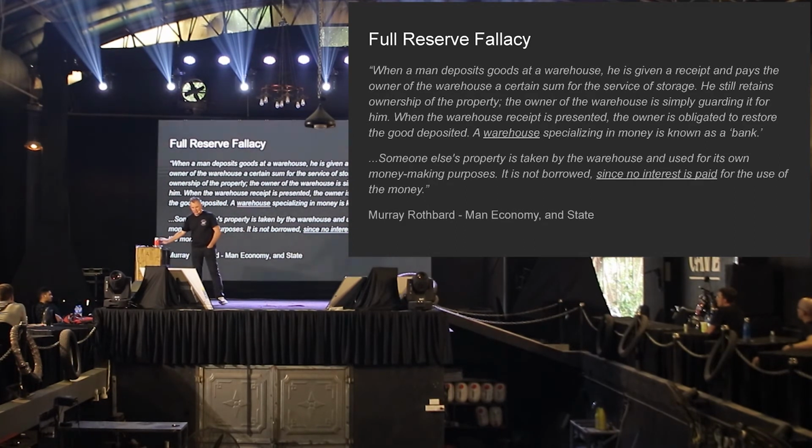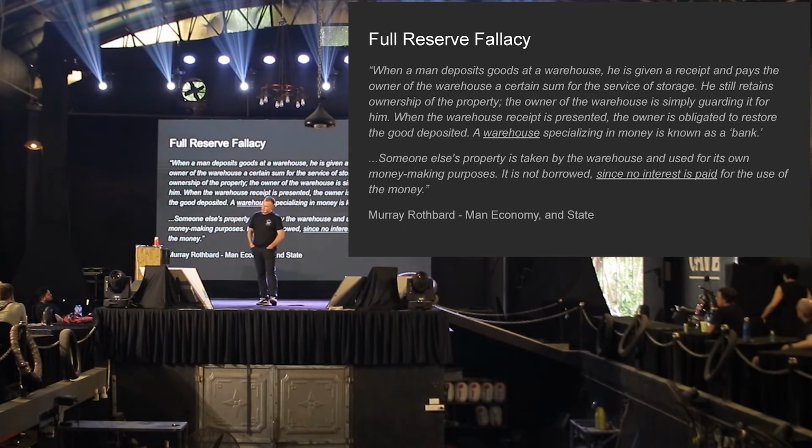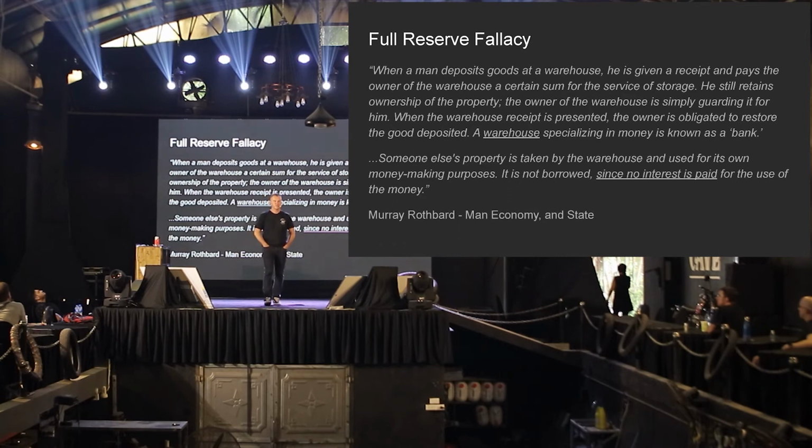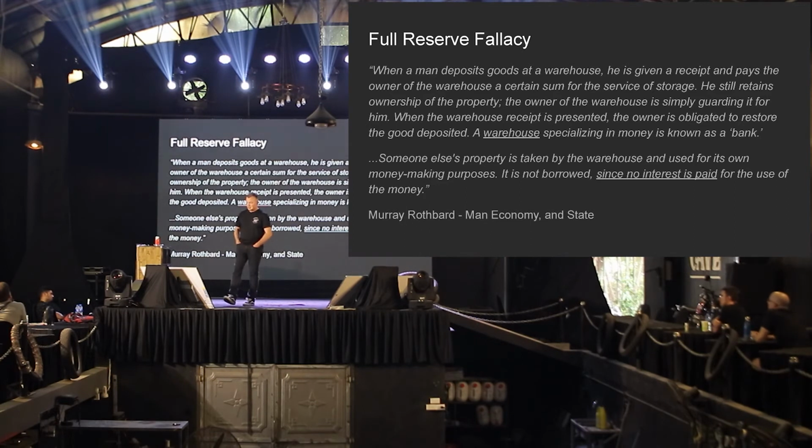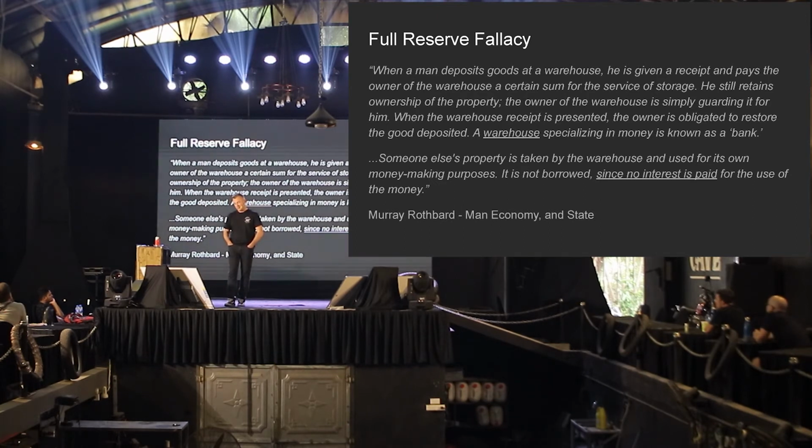Okay, full reserve fallacy. This is Rothbard, and I just want to point out that a lot of people who call themselves Austrians believe that Mises, Rothbard, etc., kind of support this idea of full reserve. Terminology again. Rothbard is very, very explicit about what he means when he's talking about this. And I just pulled this quote right out of Man, Economy, and State. When a man deposits goods, I suppose it works for women too, at a warehouse, he is given a receipt and pays the owner of the warehouse a certain sum for the service of storage. He still retains ownership of the property, which I think technically is not correct.